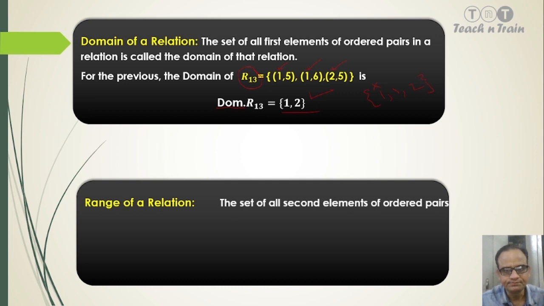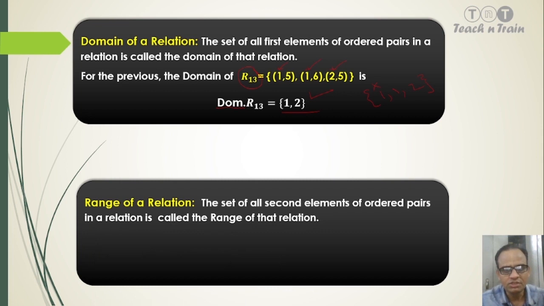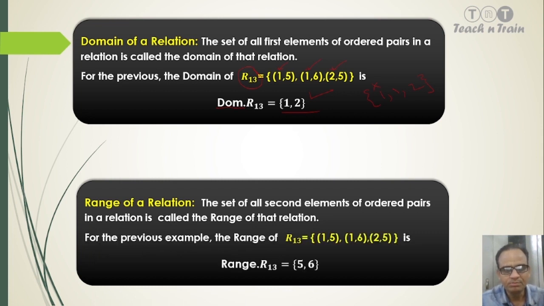Range of a relation. The set of all second elements of ordered pairs in a relation is called the range of that relation. For the previous example, I can find the range of the relation number 13, 5 and 6. I can see in relation number 13, the second element in the first pair is 5, in the second pair is 6, and in the third pair is 5 again. So the range of the relation number 13 will be 5 and 6.